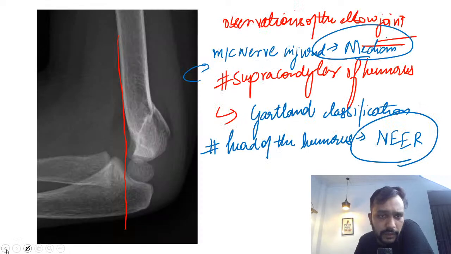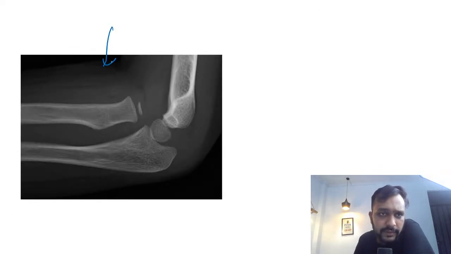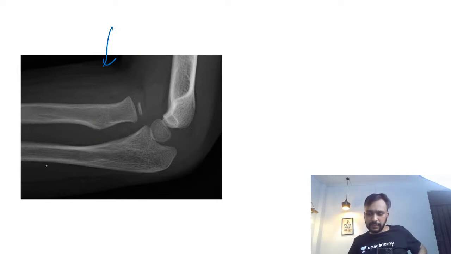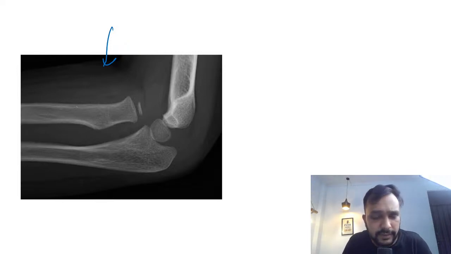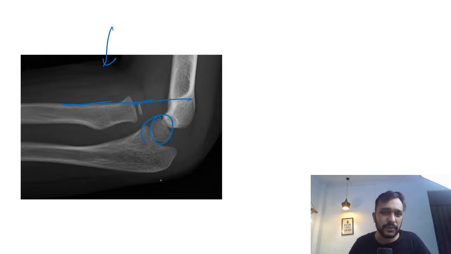Okay, so now I am going to tell you one more point. So what are your observations in this X-ray? Any abnormality that you can see here, guys? Okay, so guys, in this X-ray we can see that a line drawn through the anterior radial surface should cross this capitulum. So if this line along the anterior radial surface is not crossing the capitulum, then guys, we are going to suspect a case of radial head dislocation.